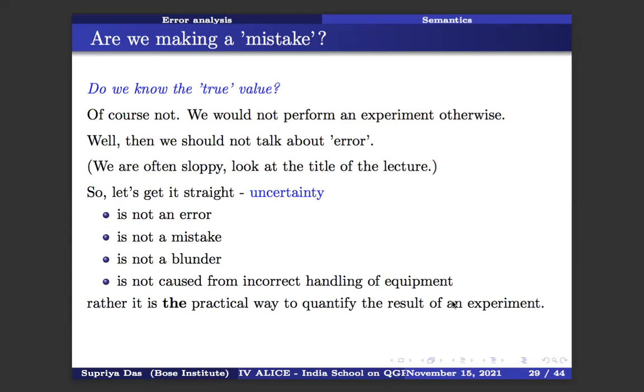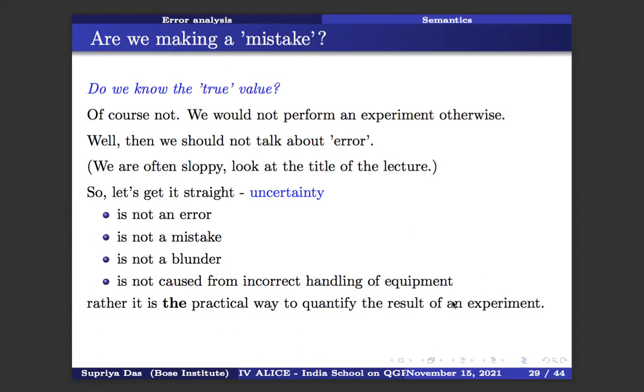Uncertainty is not an error. It is not a mistake. It is not a blunder. You have not done anything wrong by making a measurement and getting a value which is away from your last measurement. It is not caused by incorrect handling of equipment. So your supervisor cannot tell you that, okay, you do not know how to handle the equipment, that is why you got it. Nobody can tell this, because rather it is a practical way to quantify the result of an experiment.